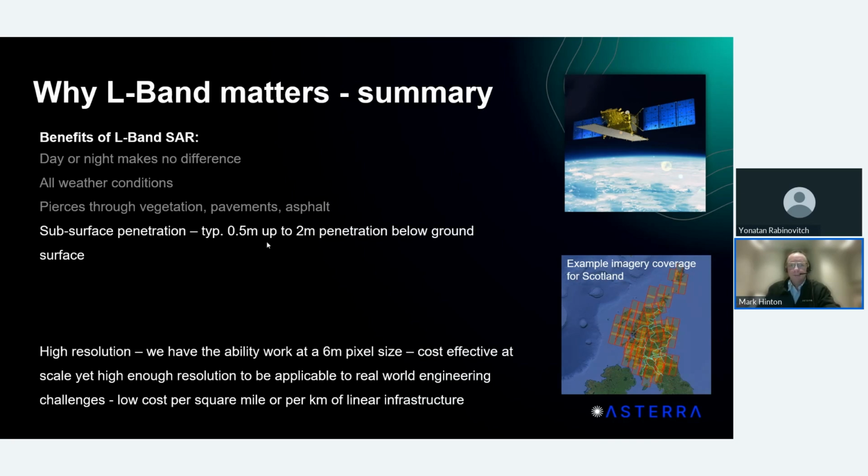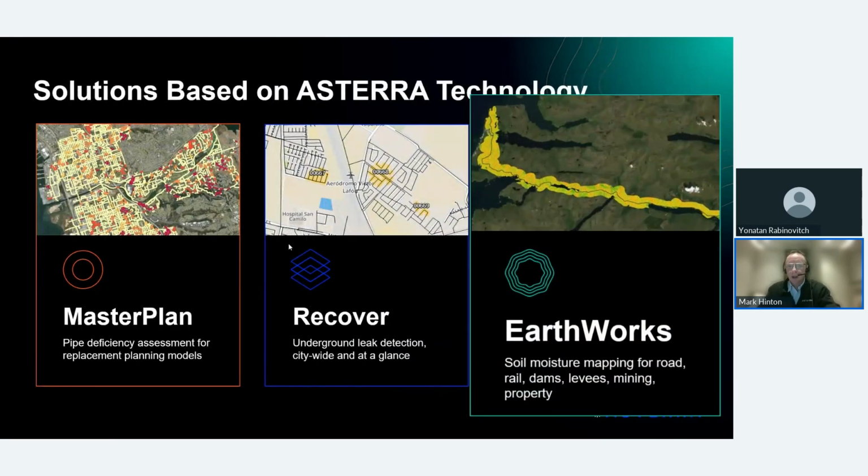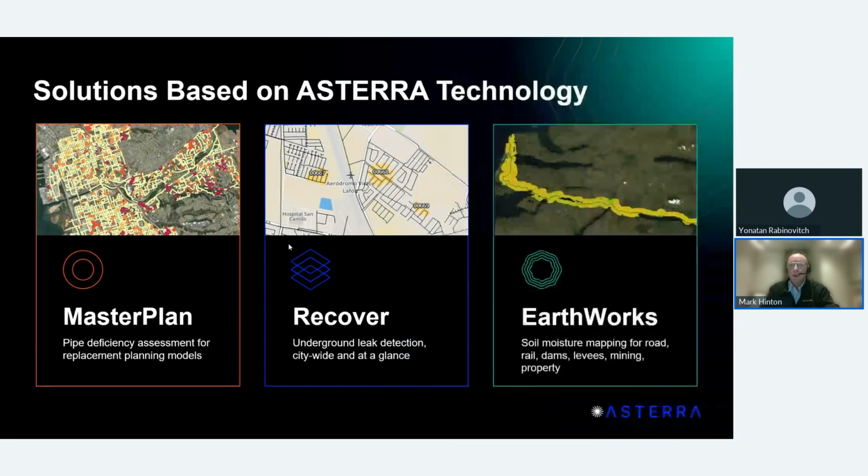Okay, moving on. So quickly, just to reiterate, we have two main offers as ASTERRA. What we're known for historically has been leak detection for water and wastewater utilities. That's a product solution we call Recover. And associated with Recover, for some customers, they want an asset management tool for their pipework network. And we call that Master Plan. So think of those two things together.